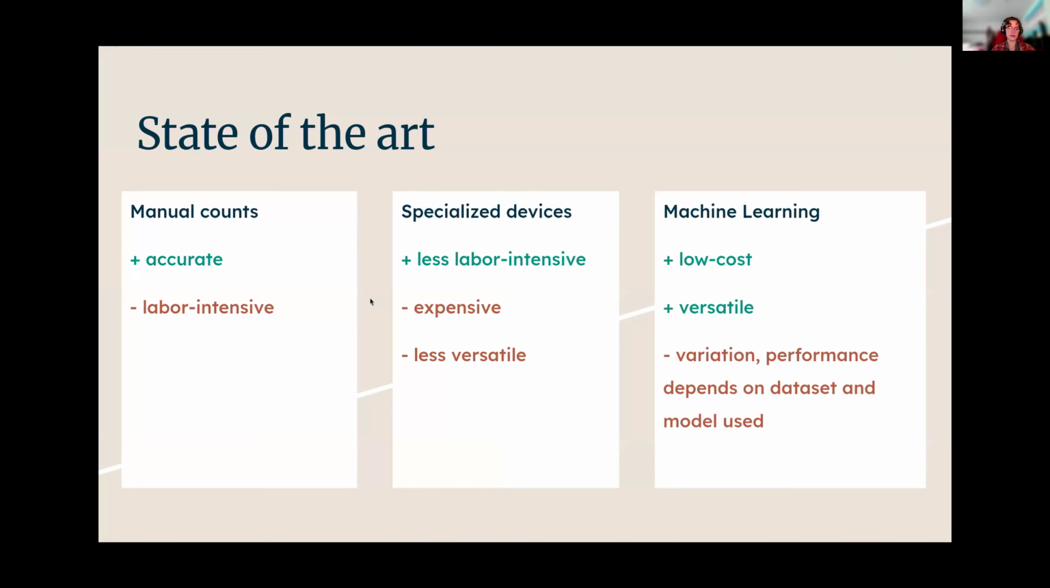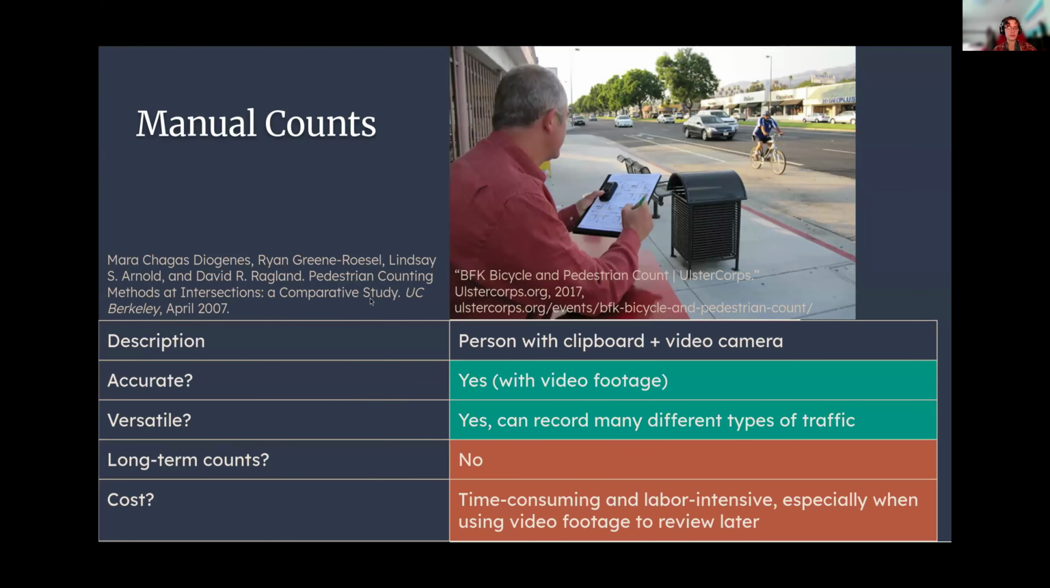So here's the state of the art on methods for active transportation counts. Manual counts are the most common. Specialized devices are less labor-intensive and less versatile, and machine learning is what I focused on for my project. Manual counts are sending people out with clipboards and ideally video cameras. They can be accurate and they're very versatile in recording different types of traffic, but they're labor intensive and can't be used for long-term counts.